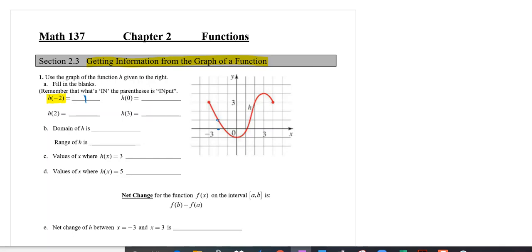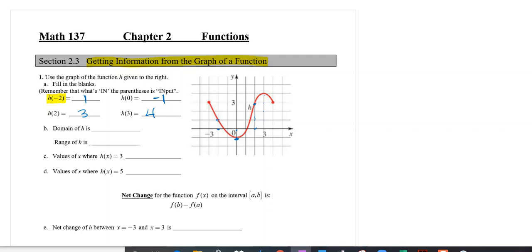H of 0 means find the output when the input is 0. And that looks like it's right down there at -1. H of 2 on the x-axis is about over there, so it looks like the y value is at about 3. And h of 3 is at about 4.